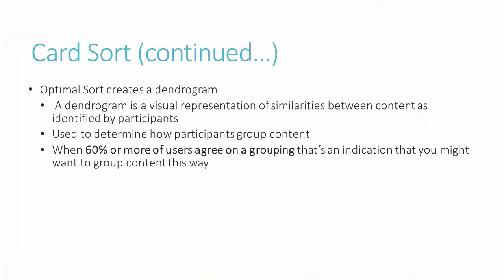In the end, Optimal Sort creates a dendrogram, which is just a fancy way to say a visual presentation of content grouped by your participants. The key is that when 60% or more of your participants agree on a grouping, you've got a winner. You should consider grouping that content in a similar fashion on your website.